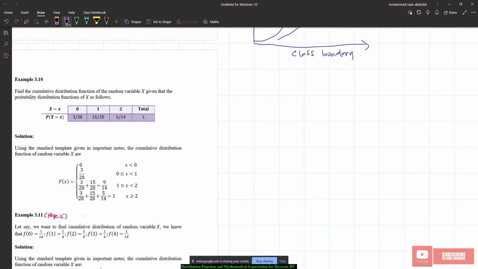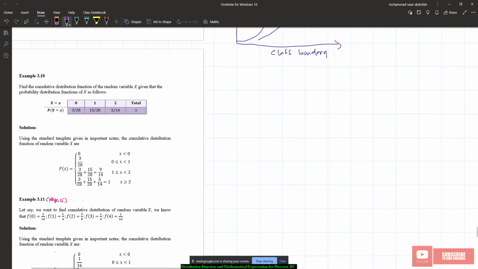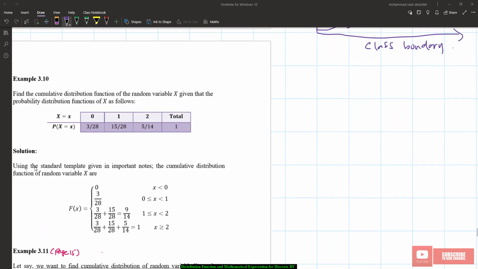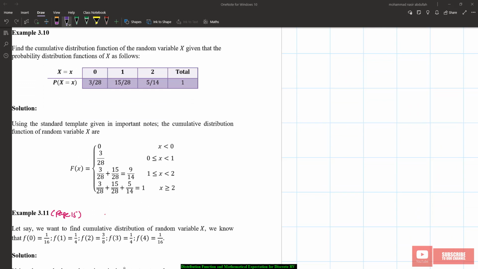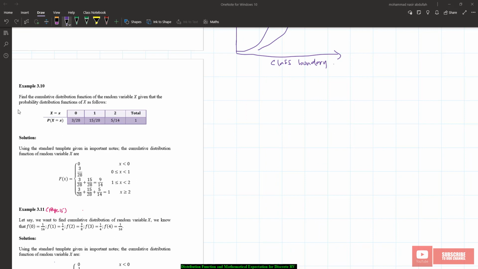So before we go to example number 3.10, do you have any questions so far? Ada soalan tak? Soalan? Ada soalan, speak up. I tak dengar you cakap apa. You dah cakap ke?